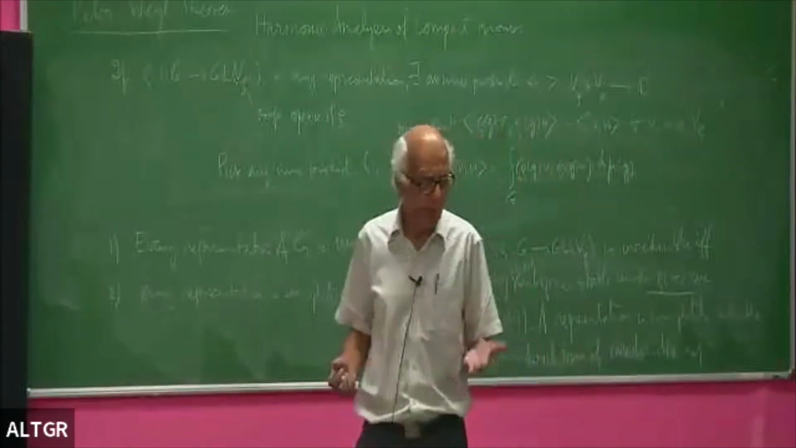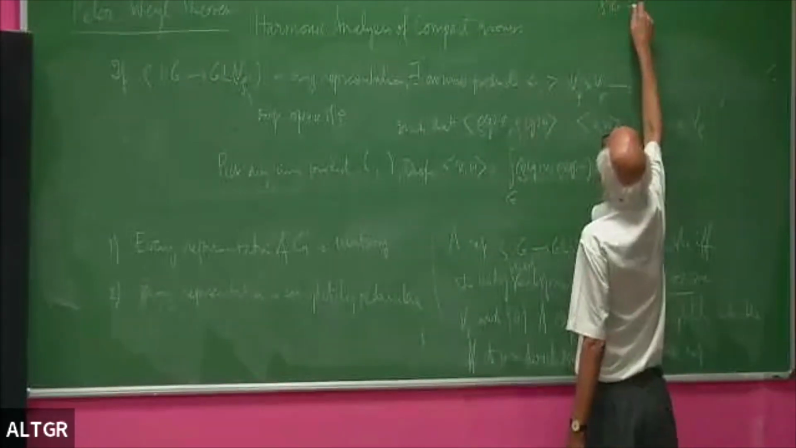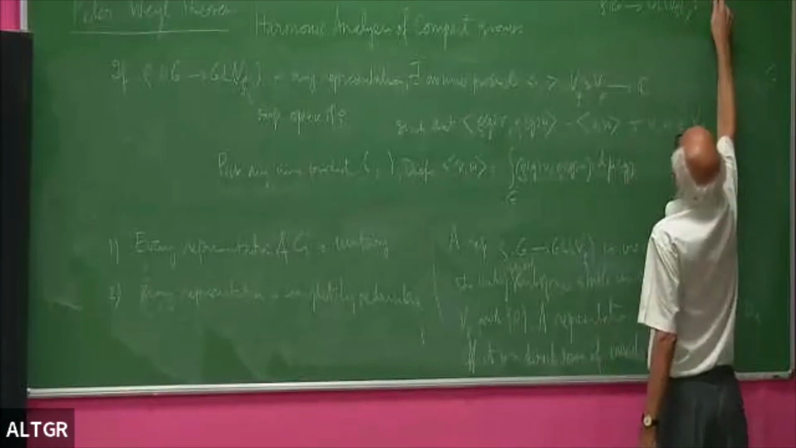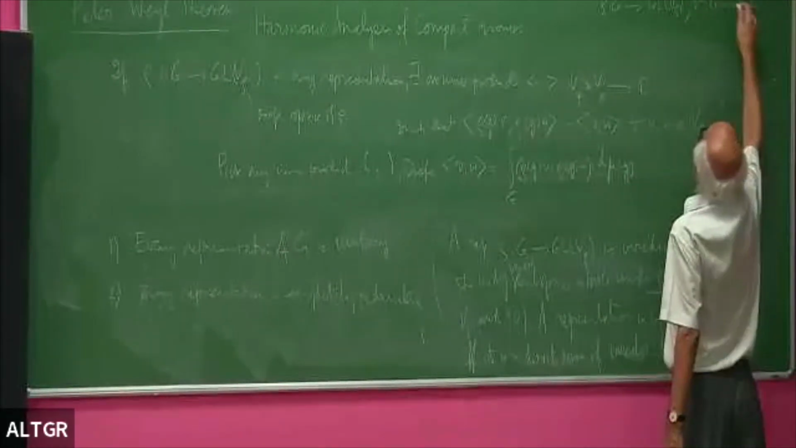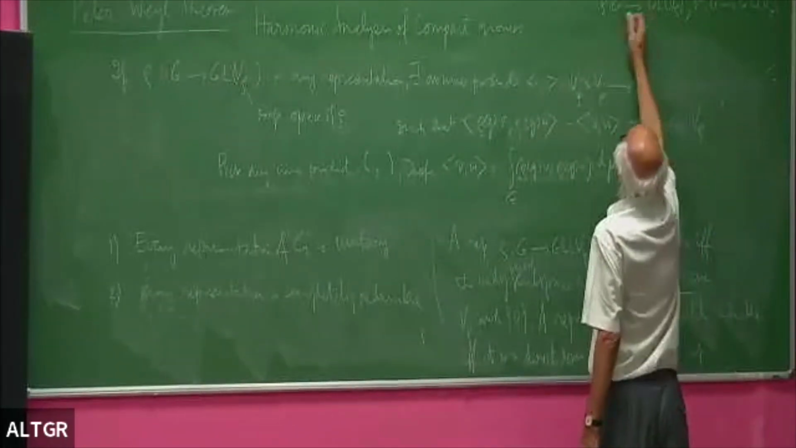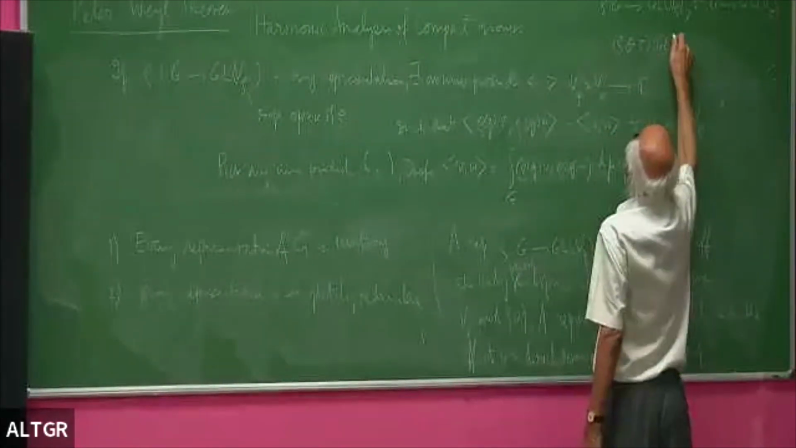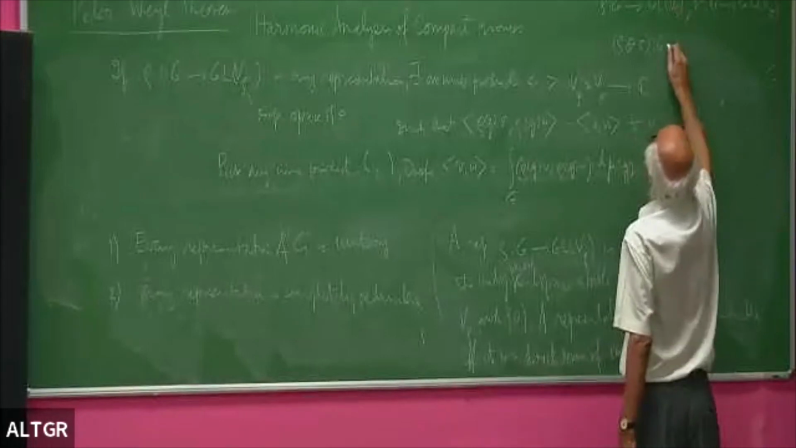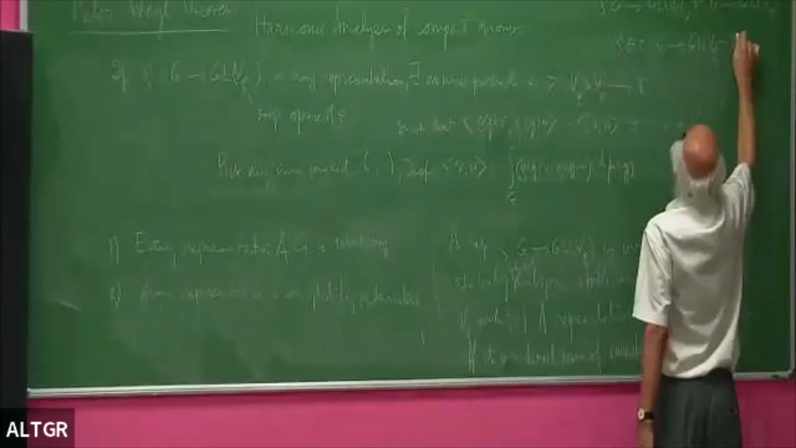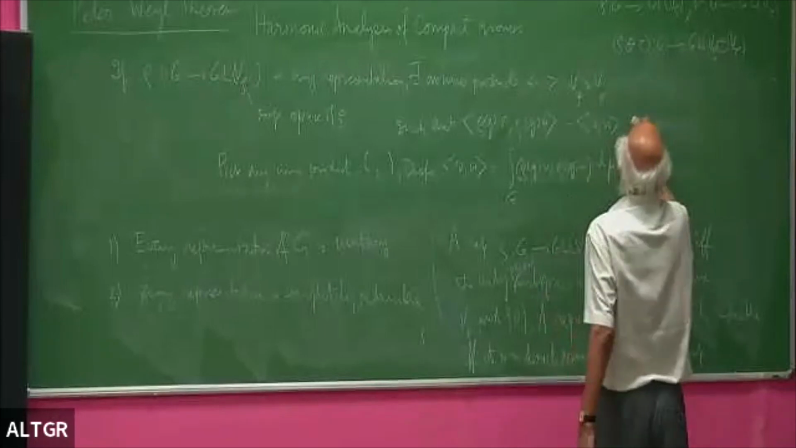What do I mean by direct sum? If you have a representation rho: G to GL(V rho), and another, tau: G to GL(V tau), you can define a representation rho direct sum tau from G to GL of V rho plus V tau. How do I define this? Rho plus tau of g.